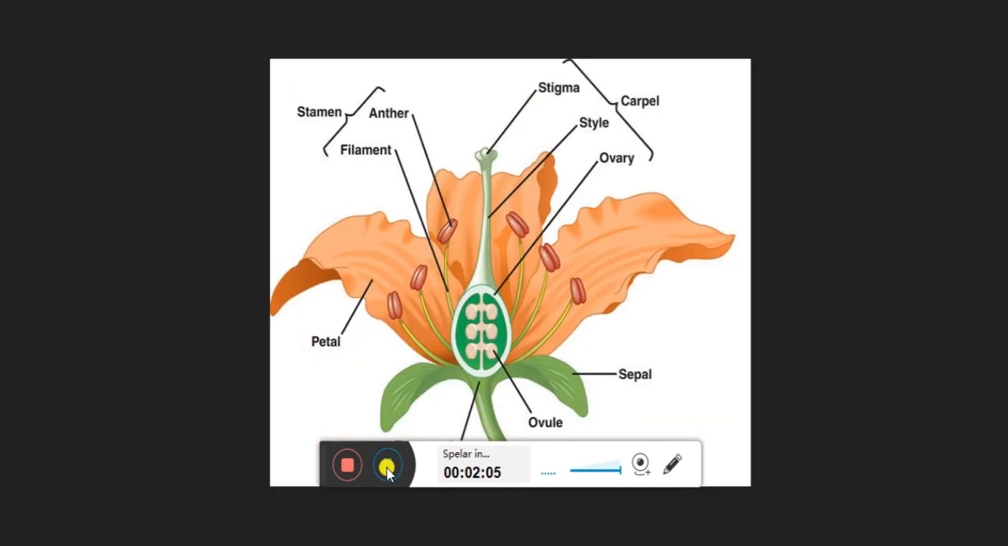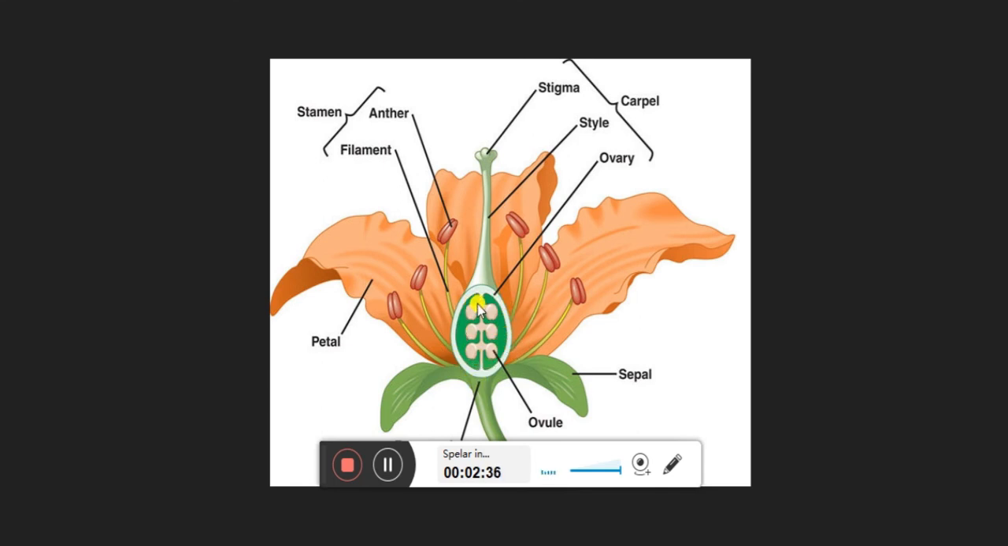Now children, what happens after fertilization? Here you can see that after fertilization, the ovary remains attached to the stalk of the flower and grows into the fruit. This ovary will remain attached, and the ovule inside will develop into the seed, and the ovary wall will become the fruit wall.